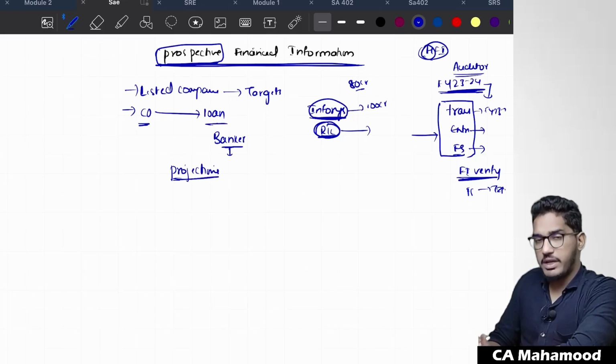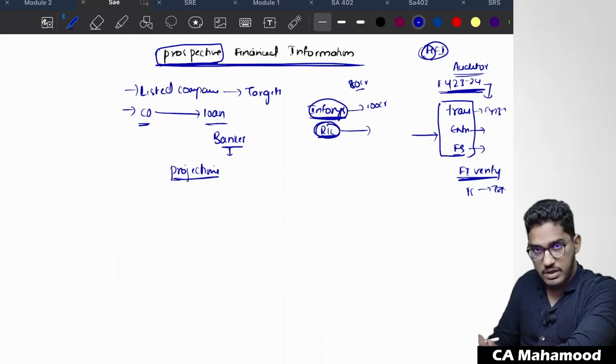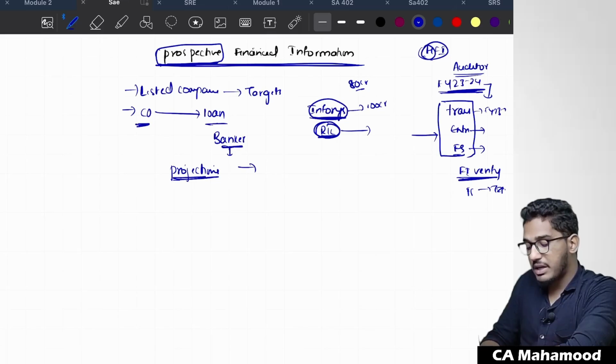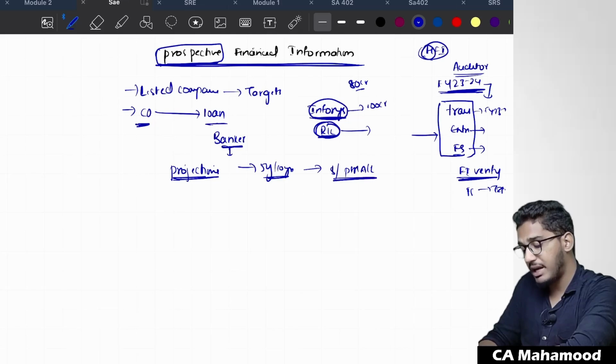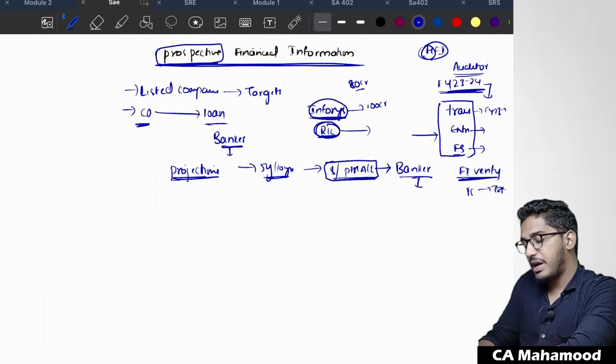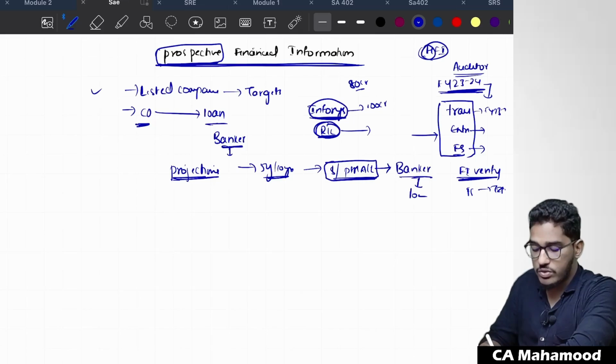The banker will ask for this, and if you're working in an audit firm already, you might have heard about such projections. The banker will say, bring the projections, verified by a chartered accountant in practice. So the companies might be required to prepare for the coming 5 or 10 years, estimating how their future sales, profits, assets, and liabilities will look. They will prepare that prospective financial information, get it verified by a chartered accountant, and give it to the banker. If the banker is satisfied about that future financial position, then the banker will give the loan.